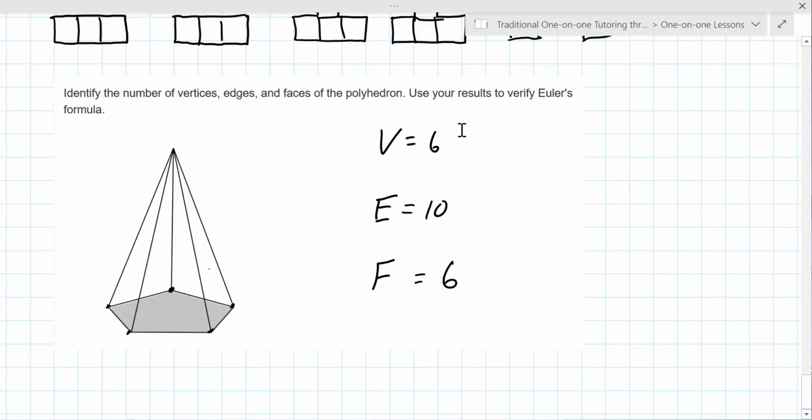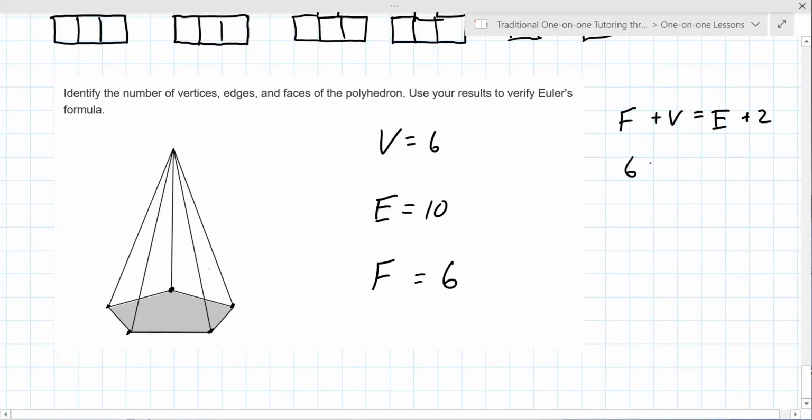Yeah, that's what I was gonna ask, if the bottom also counts, but that answers my question. And then there's this thing called Euler's formula, and he has a lot of formulas because he was kind of an amazing guy, at least in the math sense. F plus V equals E plus 2. So does 6 plus 6 equal 10 plus 2? Yes, it does. Okay, so we're looking for the one that matches that.